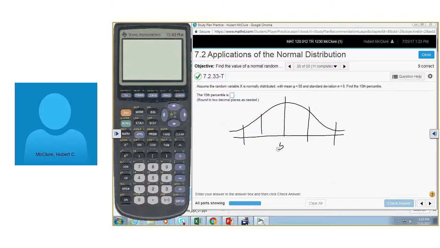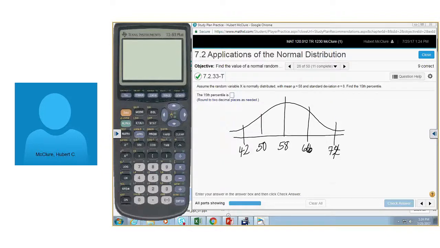58, 64. What's after 64? 66. 66 plus 8 is 74, right? 58 minus 8 is 50. 50. 42. 42.